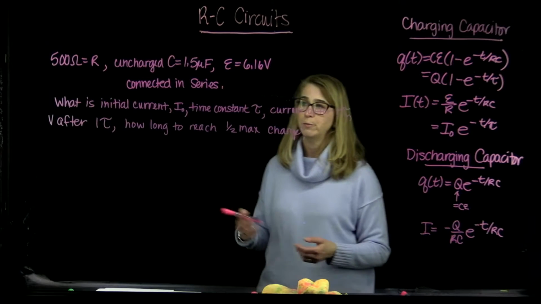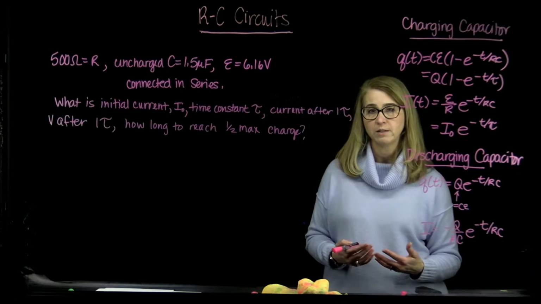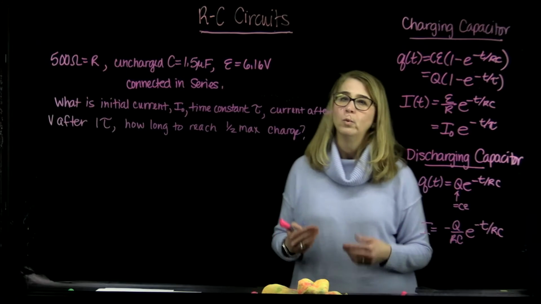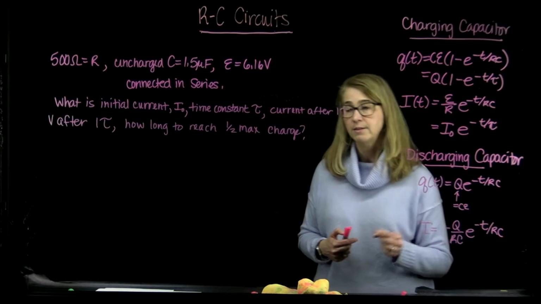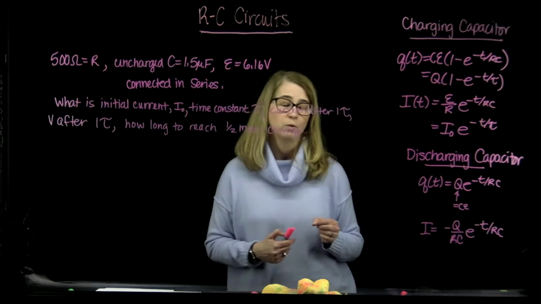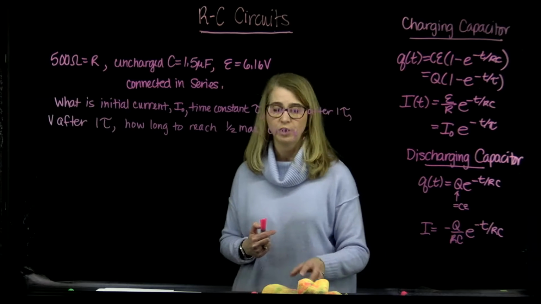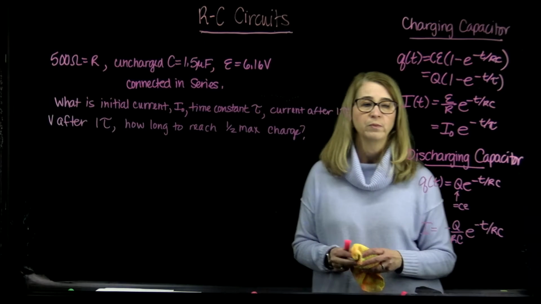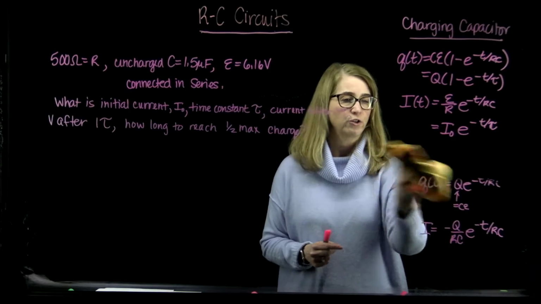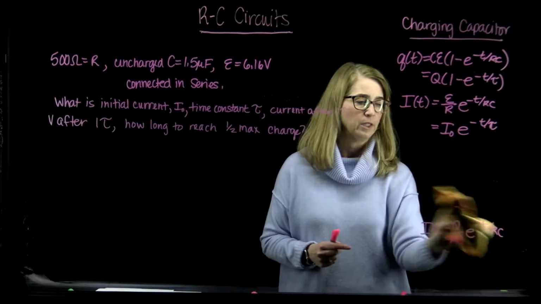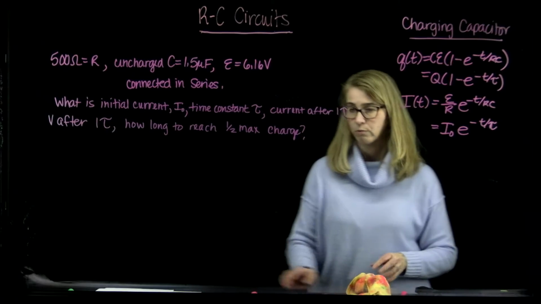Then the questions being asked are: What is the initial current? What is the time constant of this circuit? What is the current after one time constant has passed? What's the voltage after one time constant has passed? And how long will it take to reach half of the maximum charge? Because we're not going to be dealing with any discharging of the capacitor, I'm going to get rid of these expressions for now, just to give us a little bit more room to work.